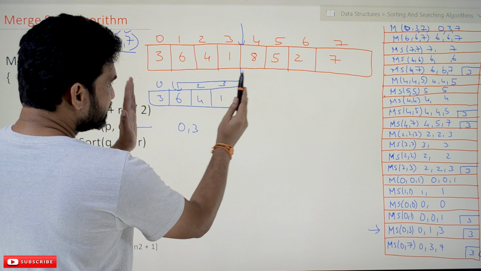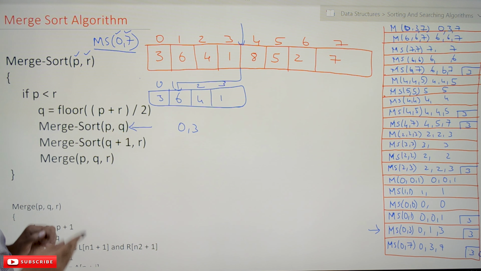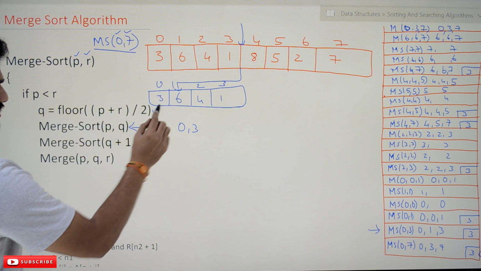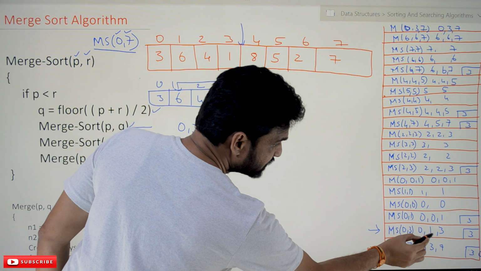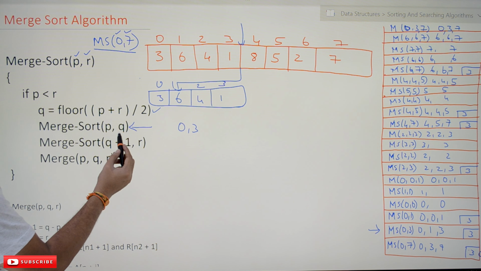So in this entire part, now we are going to consider only this part of code. See here, what happens here? With this we are going to find the value of Q. We found the value of Q. Value of Q is 1. And next the function called P comma Q is called.